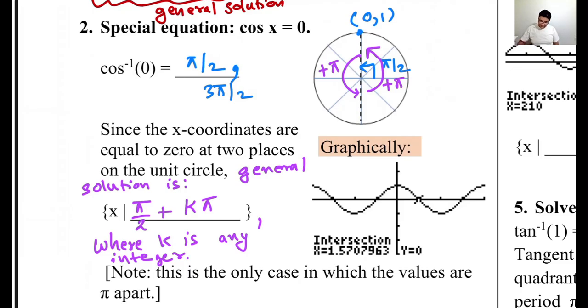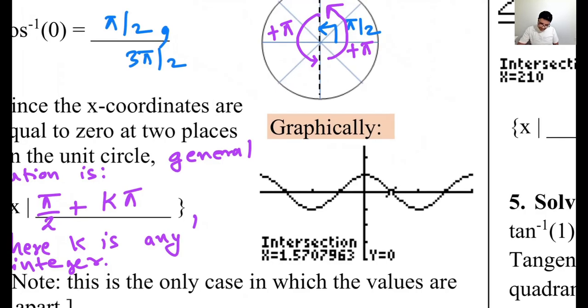Graphically, see here. Cos x equal to 0 here at pi over 2. Again at 3 pi over 2. If you go to the left, at minus pi over 2. So every pi block away, this length is pi. Every time you move by pi, you get another 0.